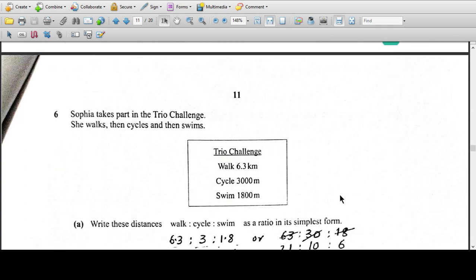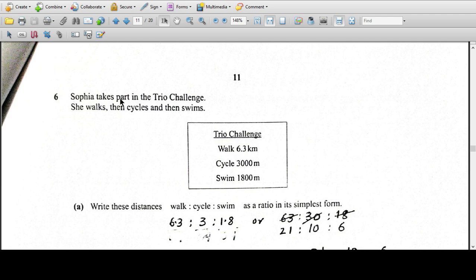And in question number 6, Sufia takes part in the trio challenge. She walks, then cycles, and then swims. First walk, then cycle and then swim. The walk is 6.3 kilometers, cycling is 3000 meters and swim is 1800 meters. Write these distances as a ratio in the simplest form.